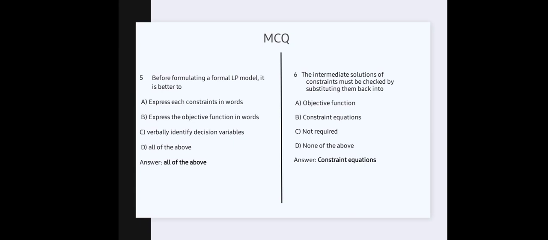Before formulating a formal LP model, it is better to express constraints in words, and the objective function and decision variables.